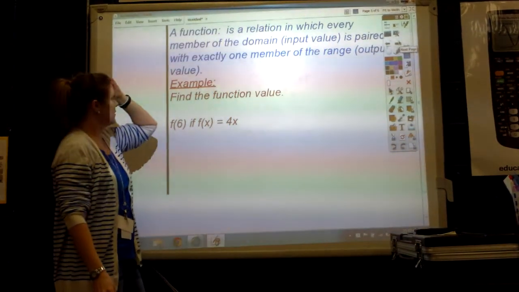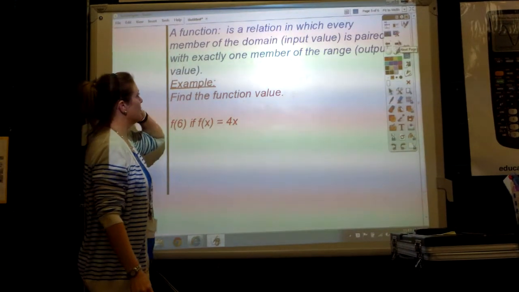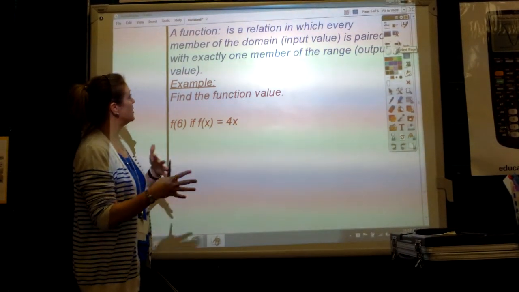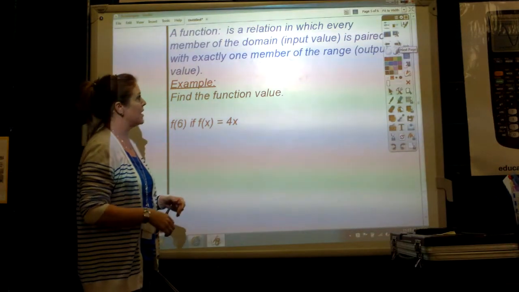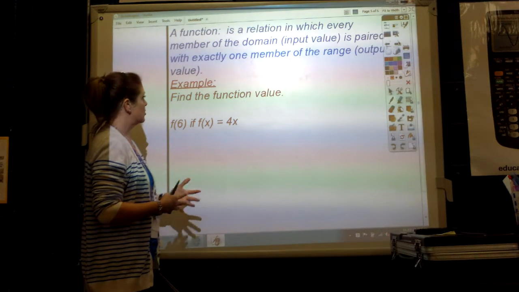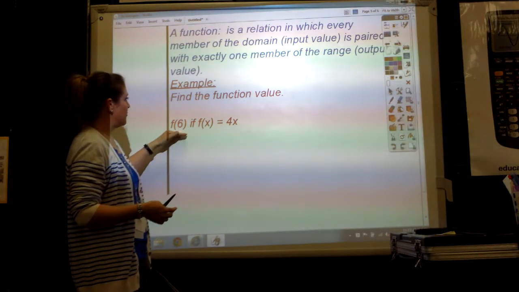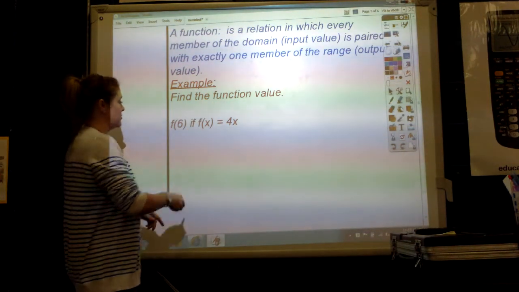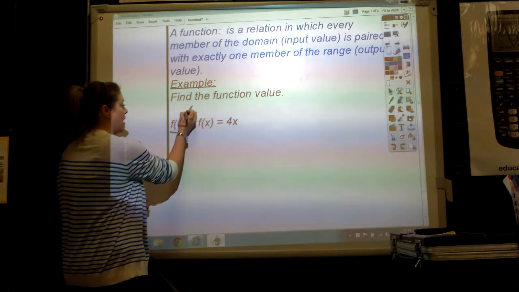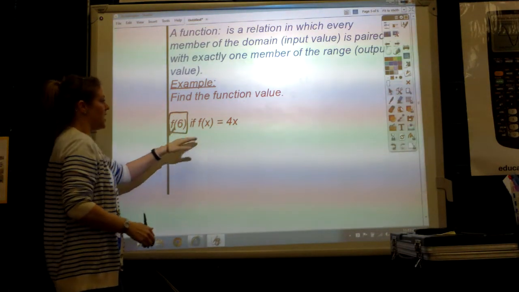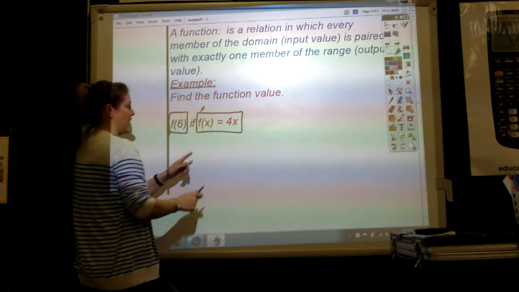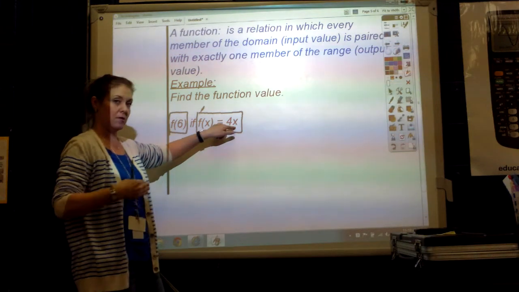The other term we want to look at is a function. This is a new term. It's a relationship in which every member of the domain is paired with exactly 1 member of the range. So let's look at an example of finding a function value. We want to find the function value of f of 6, if our function rule is f of x equals 4x.